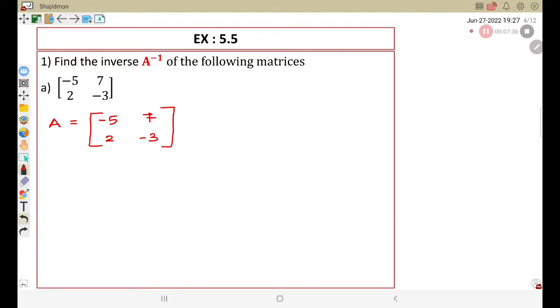A inverse equals. So for finding the A inverse matrix, what are we doing? First we are calculating the determinant of this A matrix. Determinant of A equals. We already studied this in the previous section, section 5.4, how we find the determinant of this matrix, correct? Main diagonal numbers multiplied, that means -5 multiplied by -3, minus the off-diagonal numbers multiplied, that means 2 multiplied by 7. You can check the answer, correct? -5 multiplied by -3 means 15, minus 2 multiplied by 7 means 14. So the answer will be equal to 1. So the determinant equals 1.